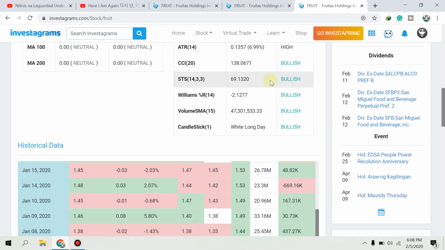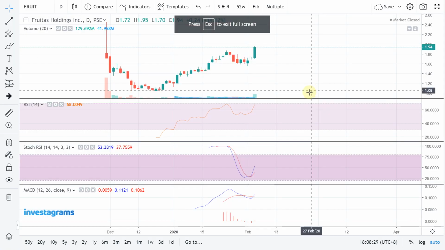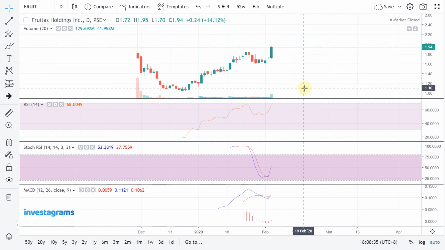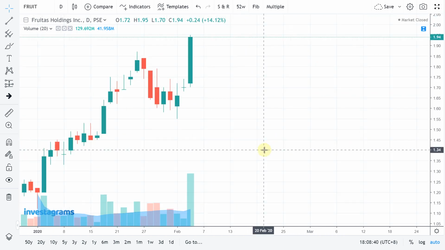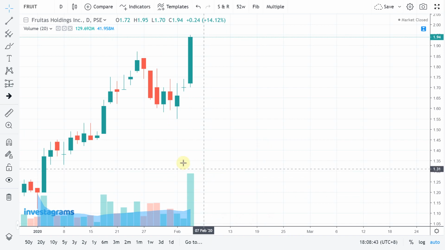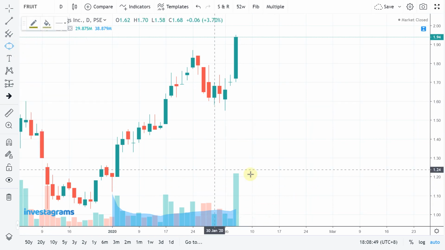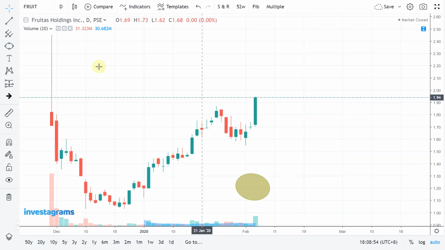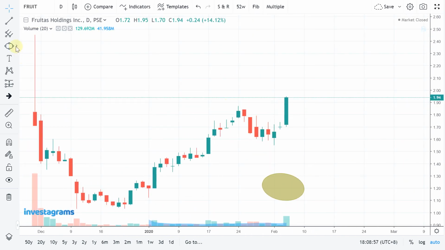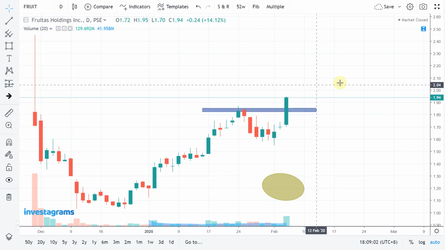So ngayon pag-usapan natin si fruit. Okay, punta tayo sa daily chart. For daily chart, we see a big bullish green candle sa ating chart. Same sa ating volume. Ayan guys. Maganda tayo for daily chart. Then at the same time, kung papansinin natin, kung i-zoom in natin, nag-breakout na siya.